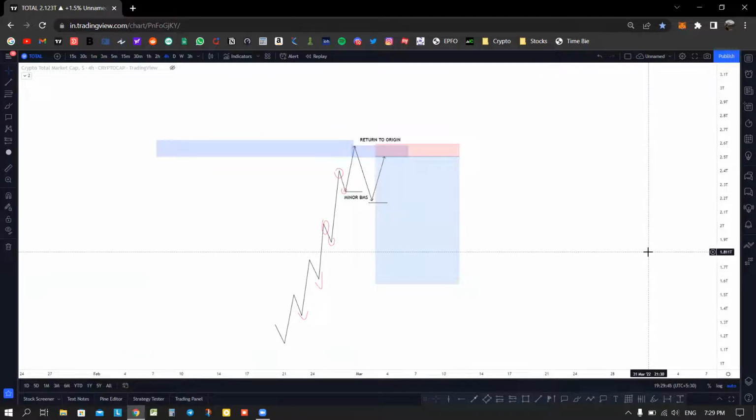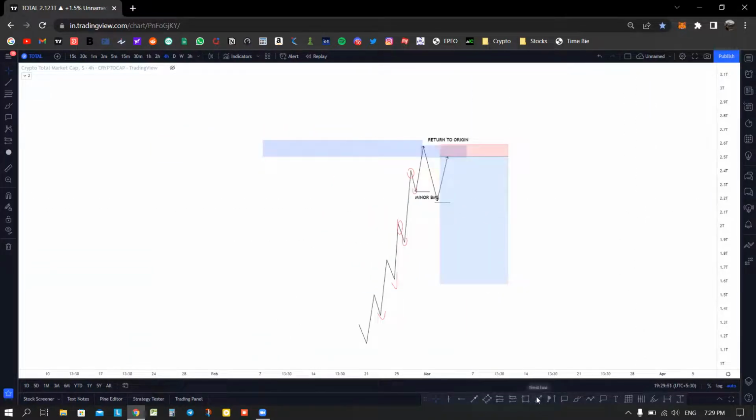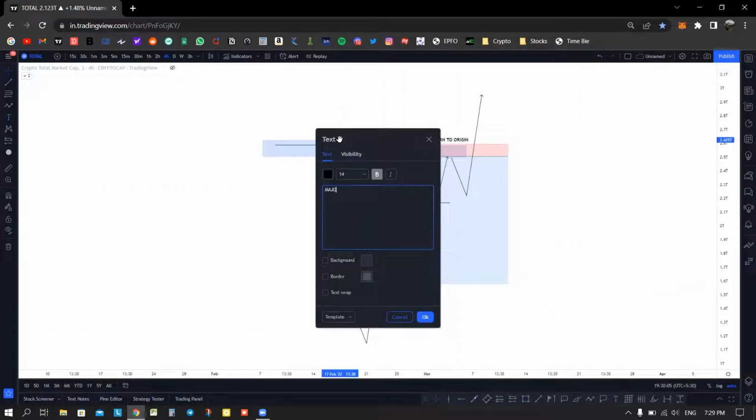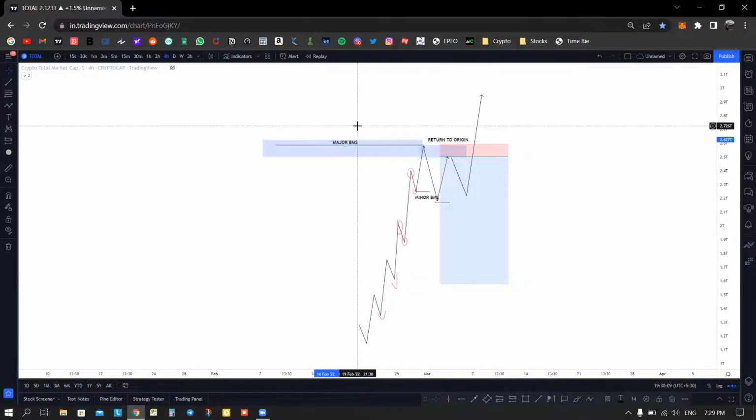It means the price can make a higher high and can break the supply zone as well. And that will be what we call a major BMS. If price can come here and take out this liquidity, that's when we will call this a major BMS, and we will be in a bullish trend overall.